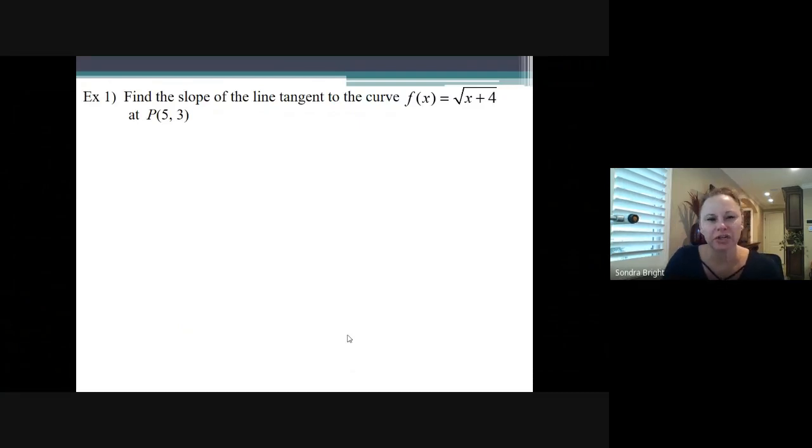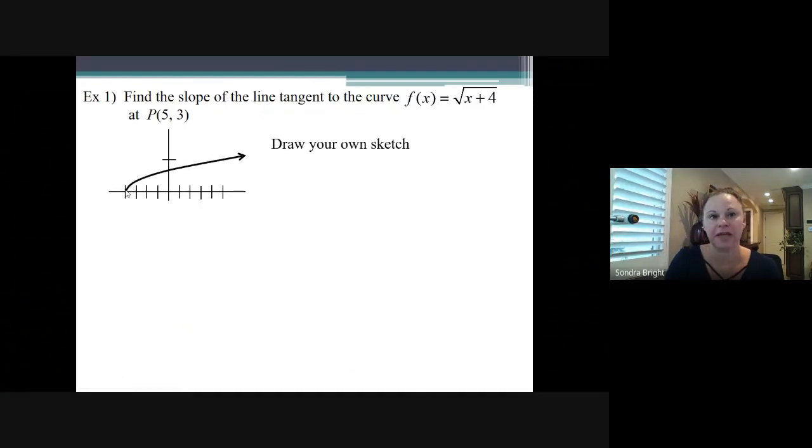I start by drawing the curve. I'm going to draw my little sketch. If you remember, the square root of x is just the sideways opening parabola, but just the upper half. The fact that it has an x plus 4 means it was shifted left 4 units. And so here's the curve of f of x. This is the square root of x plus 4. And then we're wanting to know what the slope is of this curve when you're at this point (5, 3), which would be this point there.